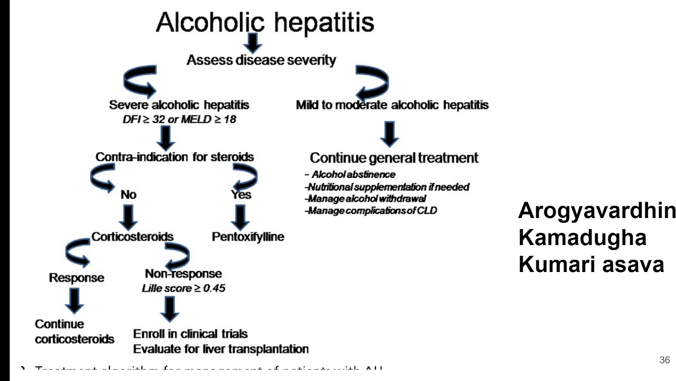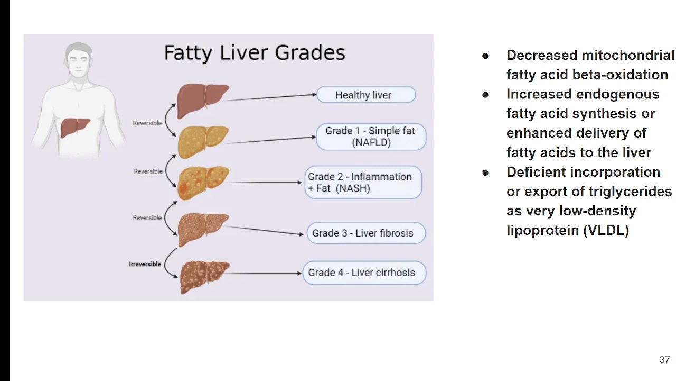From the Ayurvedic point of view, and from my clinical experience, I would treat patients with mild to moderate conditions with Aarogyavardhini, Kamadhuva, Kumari Asava, and alcohol can be withdrawn very safely. If the patients have symptoms of anxiety or irritability, it can be managed with Mritsagara rasa temporarily for 1 or 2 weeks. With this, acute alcoholic hepatitis of mild to moderate severity can be managed. But in very severe conditions, the management will be difficult.